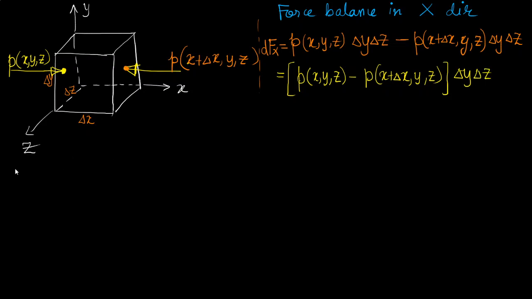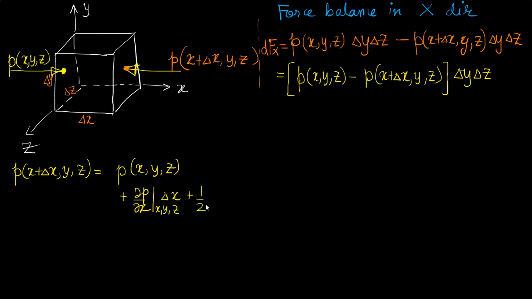Now from the Taylor series we know that P at x plus delta x, y, z can be written in terms of P at x, y, z plus del P del x at x, y, z times delta x, plus 1 upon 2 factorial delta x squared del 2 P del x squared at x, y, z, plus order delta x cubed. So this follows from the Taylor series.